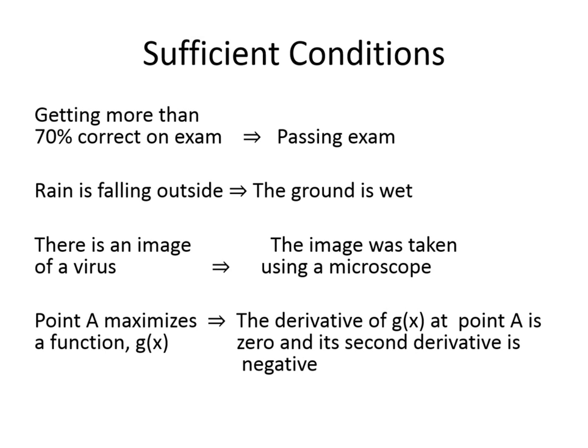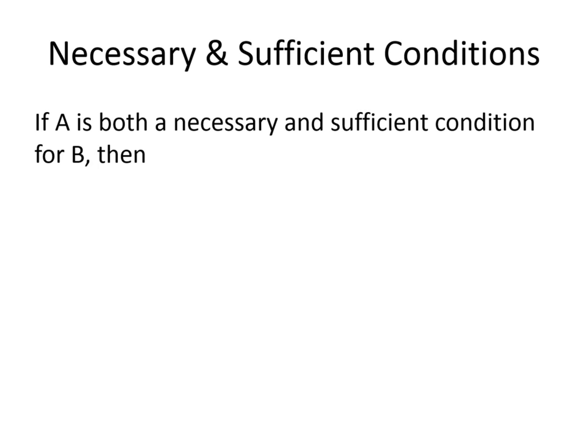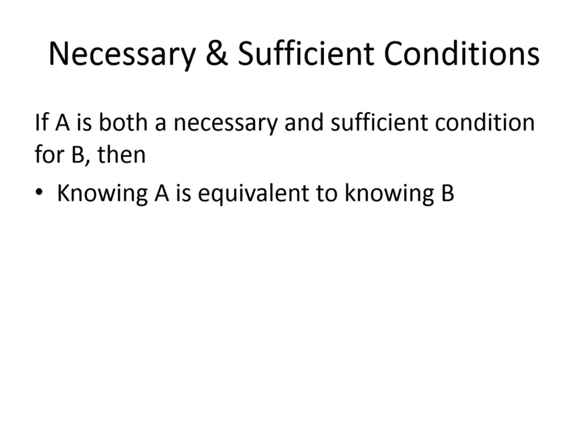And to put it in a more standard format, the kind of sufficient conditions you're likely to see: if you know that point A maximizes some function g of x, that is sufficient information to conclude that the derivative of g of x at point A is 0 and that its second derivative is negative. And we'll come back to that last one in just a moment because very often we talk about something being simultaneously necessary and sufficient. And basically what that means is that if you know A is true, B must also be true.